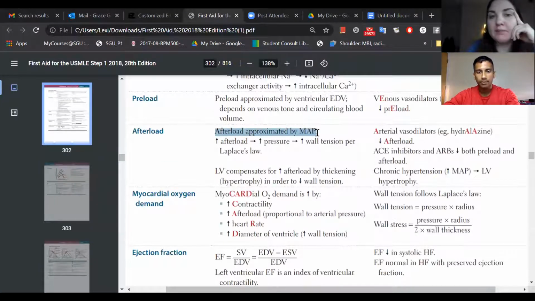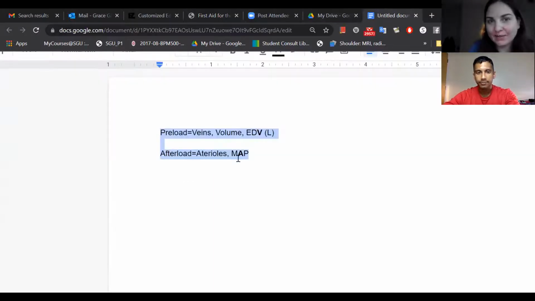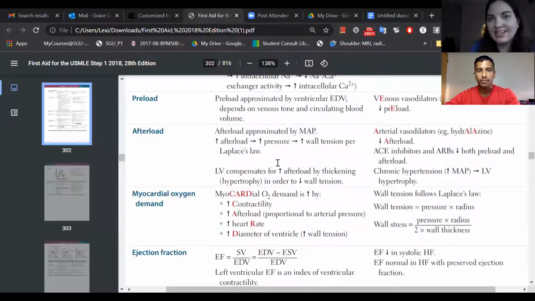Afterload is approximated by MAP. What does MAP stand for? Mean arterial pressure. Exactly. So the A in arterioles is the same as the A in MAP. It's literally saying arterial twice. It's saying the average arterial pressure is how you measure afterload. Therefore, arterioles must be the most important thing for afterload.